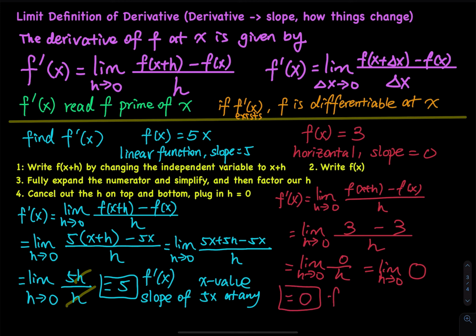So this is f prime of x. That means this is the slope of y equals 3 at any x value. Y equals 3 is a horizontal line, right? It doesn't matter what value you choose, the slope at that point is equal to 0.